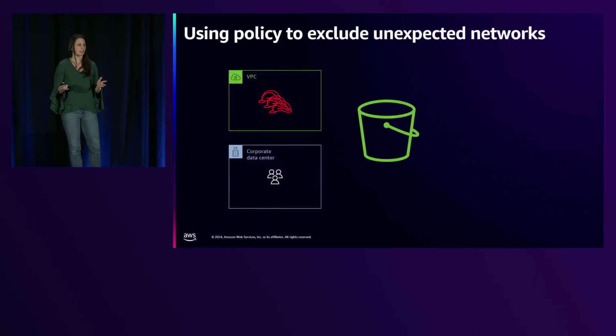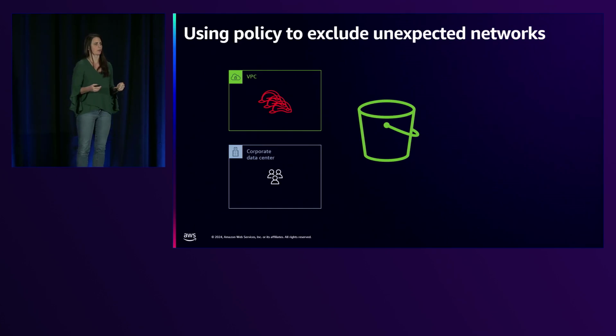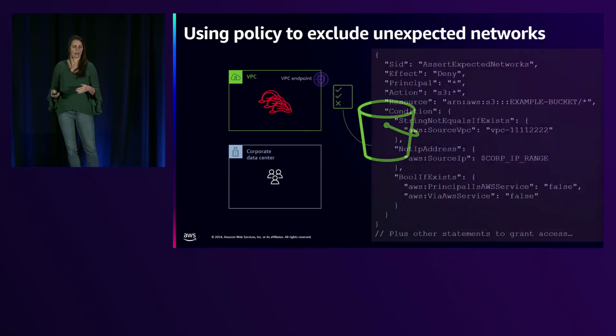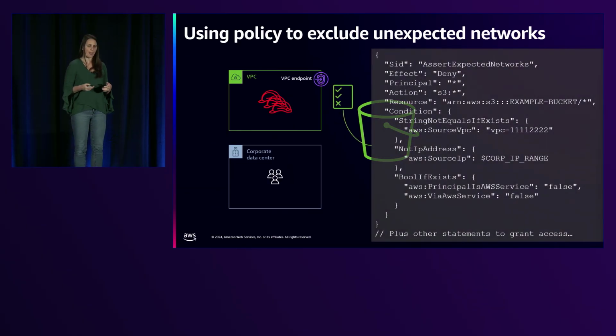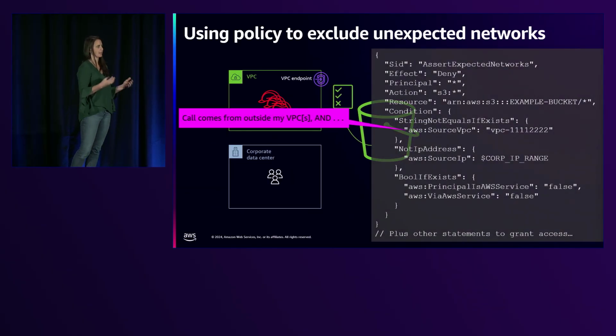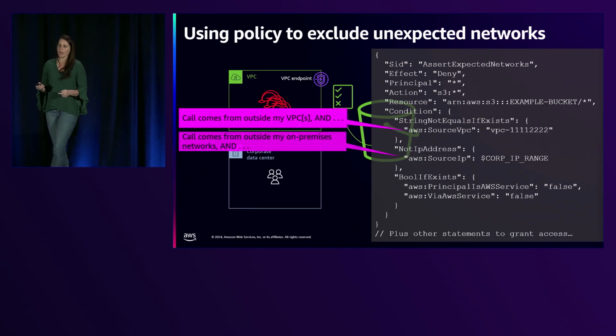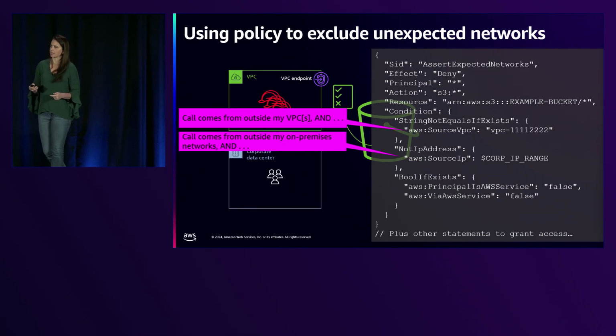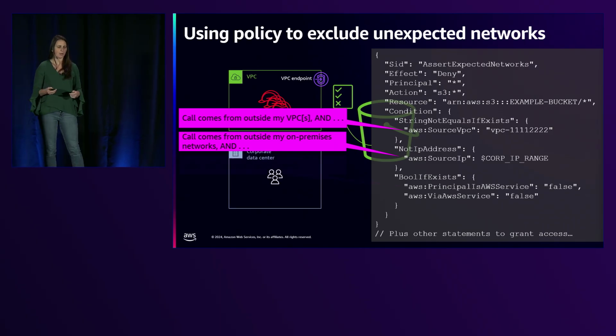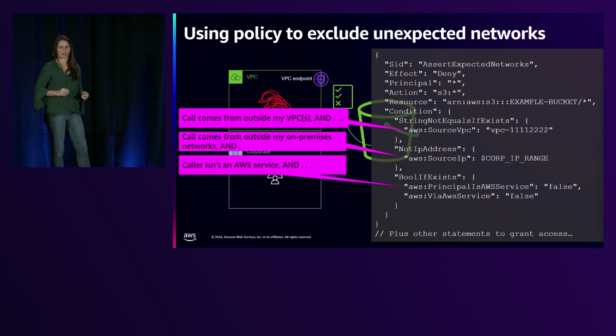Now, we can also think about this through the lens of expected networks. You expect access to come from your VPCs or maybe your on-prem data center. And so we're going to write another deny policy here. We're going to deny access that doesn't come from my VPCs. And again, you can have a list if you have more than one, and that is not coming from my on-prem data center. But AWS services don't run on your networks.